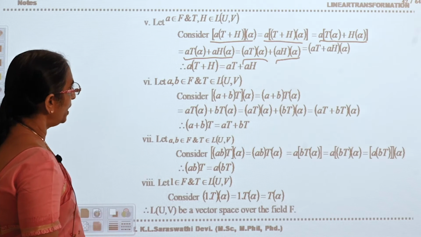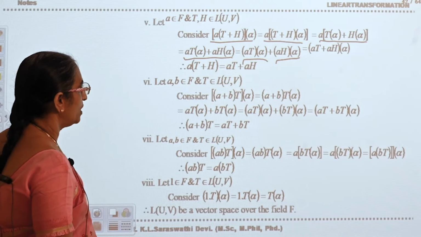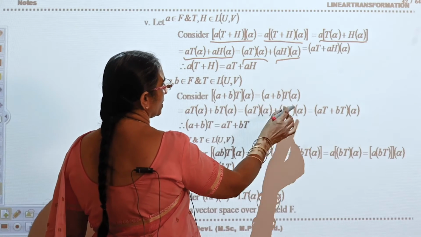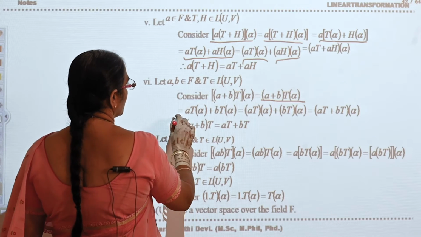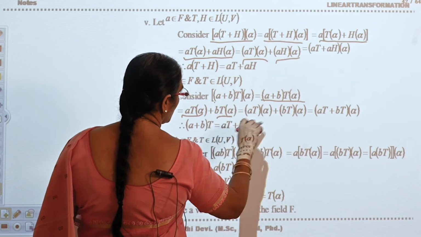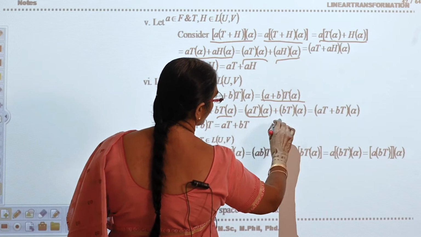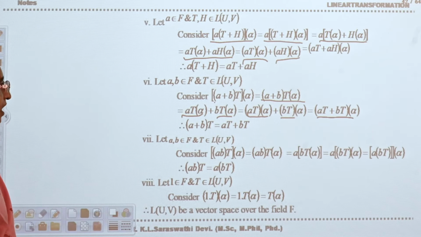Now let A, B belong to F, T belong to L of UV. Consider A plus B into T of alpha. By definition, it is A plus B into T of alpha, that is A into T of alpha plus B into T of alpha. This is again by definition AT of alpha plus BT of alpha. This is AT plus BT of alpha. Therefore, A plus B into T is equal to AT plus BT.